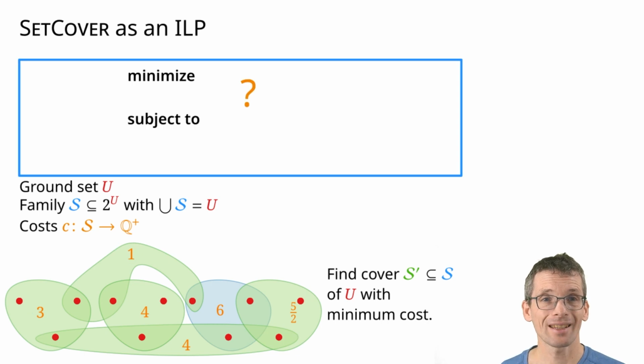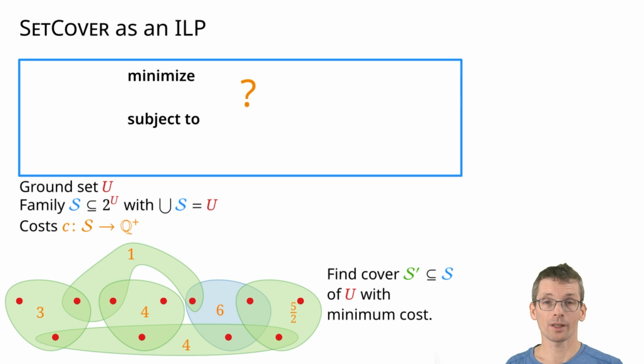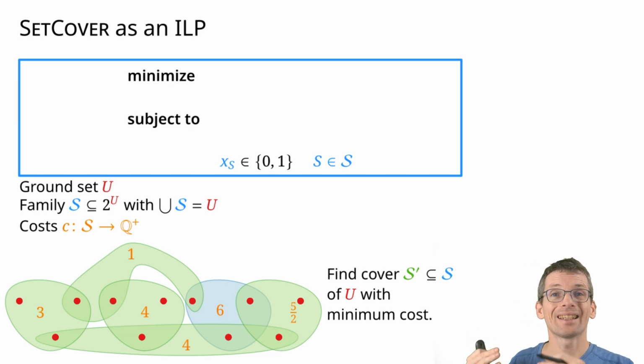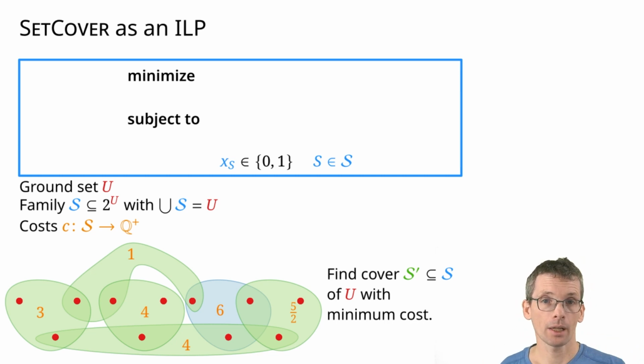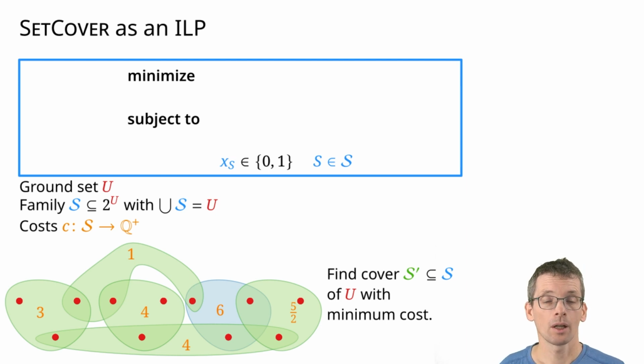Our choice here is whether we want to pick a set or not. And therefore it's natural to have variables for the sets. So for every set, I have a variable which should be either 0 or 1. And 1 means I'm going to pick the set. And then the objective function is easy to write, because the objective function then is simply the sum.